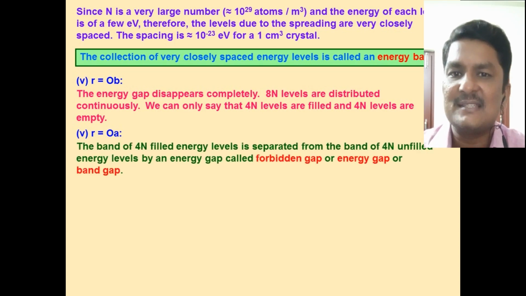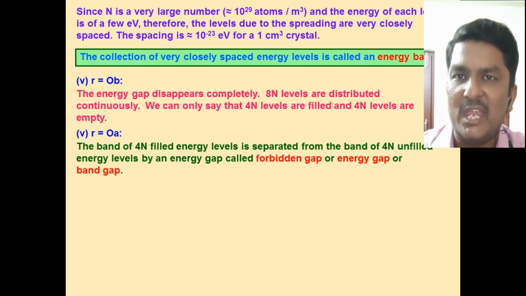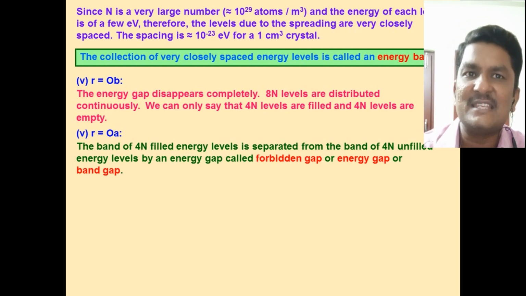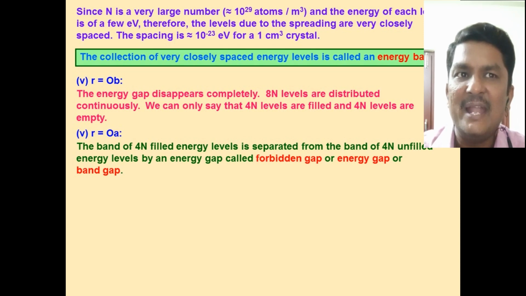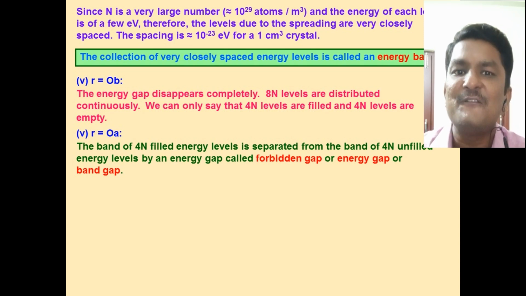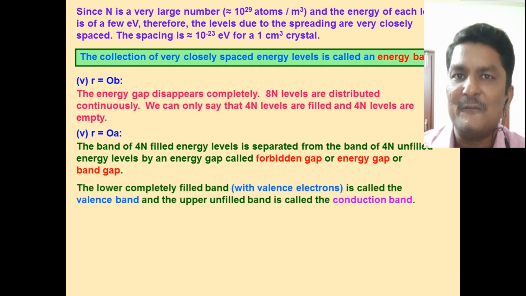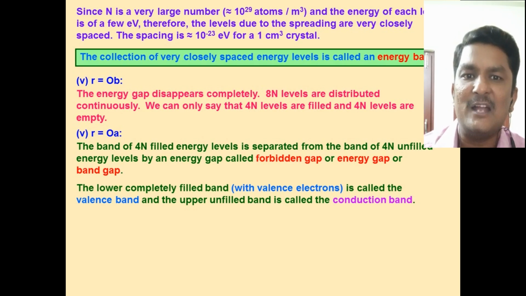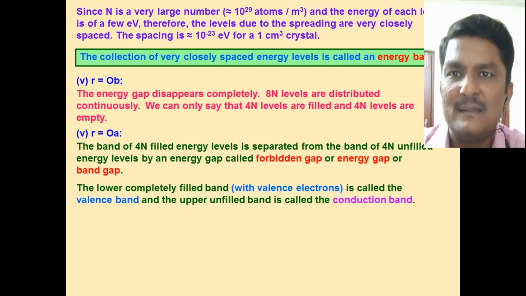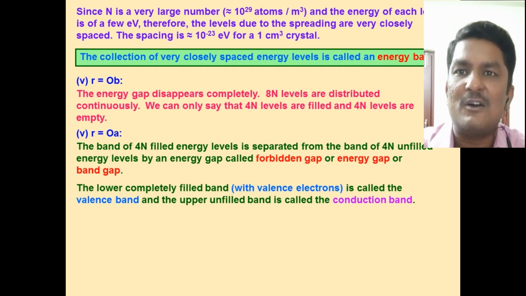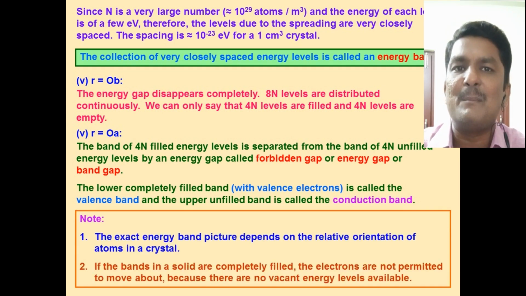The final case, sixth case, when R equals OA, the band of 4n filled energy levels is separated from the band of 4n unfilled energy levels, and there is an energy gap between these filled energy band and unfilled energy band. The lower completely filled band is called the valence band, and the upper unfilled band is called the conduction band.